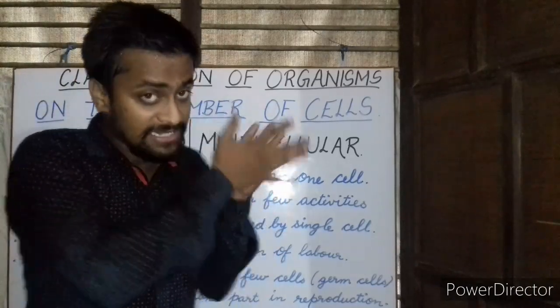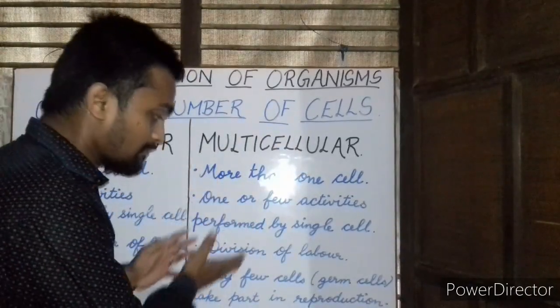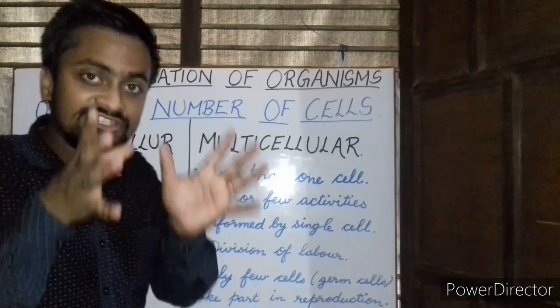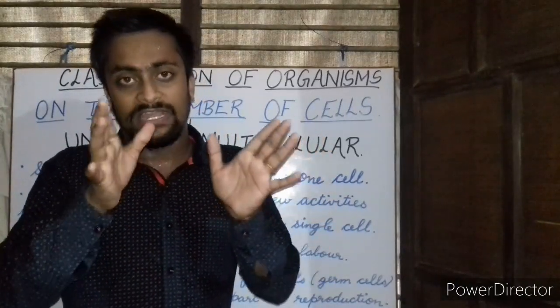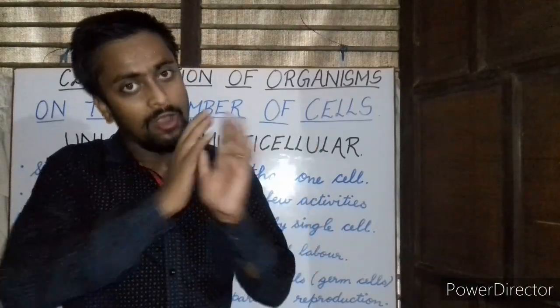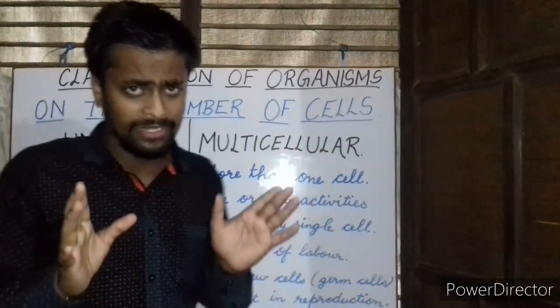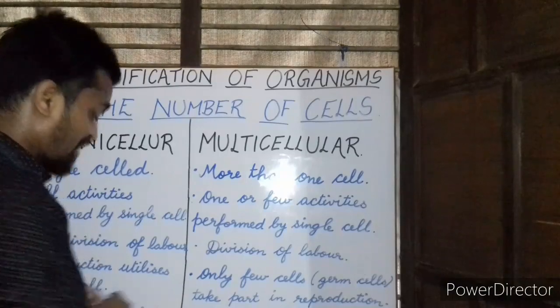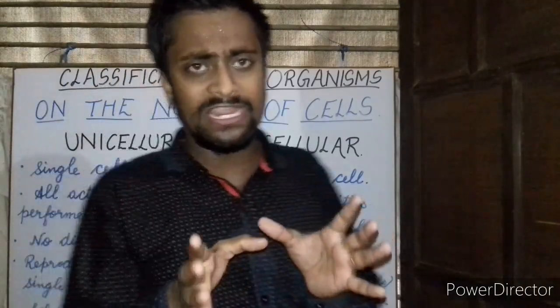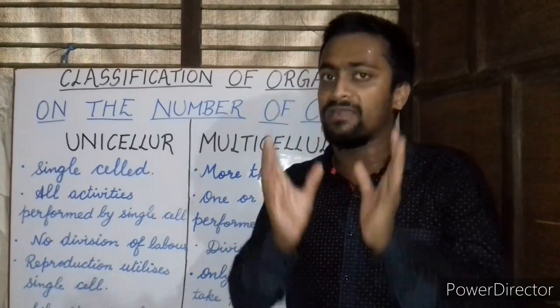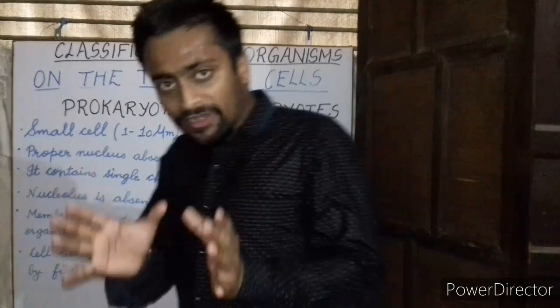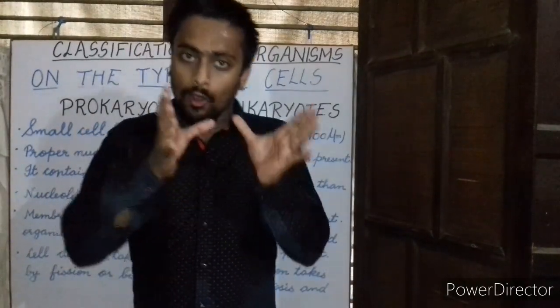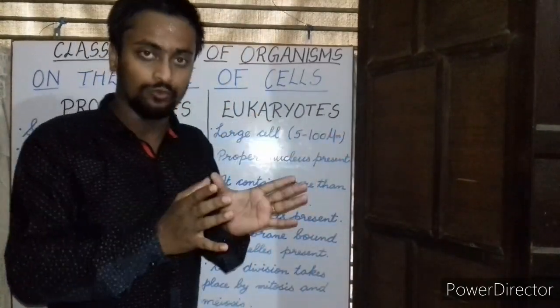While in multicellular organisms, a few cells are there which are called germ cells, and only these germ cells take part in the reproduction process, not the whole of the cells. And the last is that the lifespan of a unicellular organism is usually short, while the lifespan of a multicellular organism is usually large. The organisms are further classified on the basis of type of cells into two types.